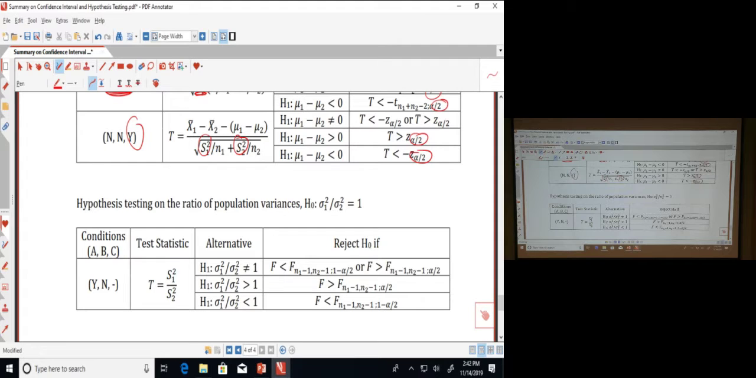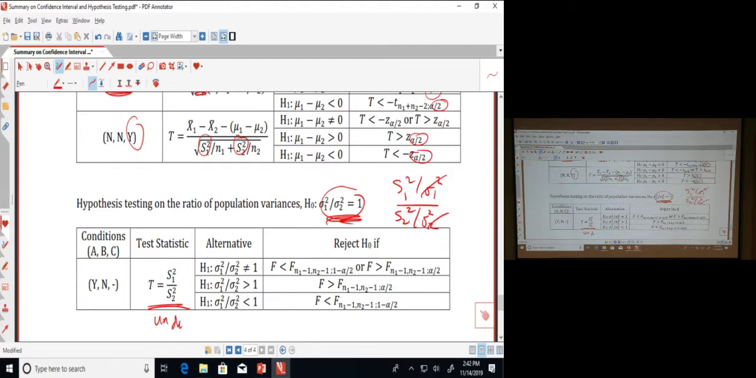The test statistic is supposed to be S1 square over sigma 1 square, S2 square over sigma 2 square. But under the null hypothesis, this ratio is 1. That means sigma 1 square equals sigma 2 square. Am I right? If sigma 1 square over sigma 2 square equals 1, then sigma 1 square equals sigma 2 square. So, cancel. So this is my test statistic.